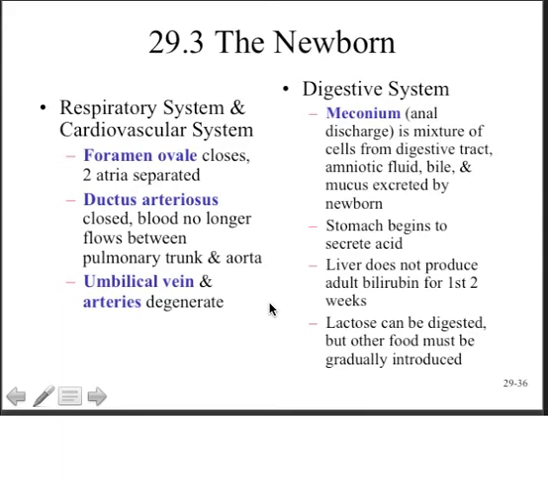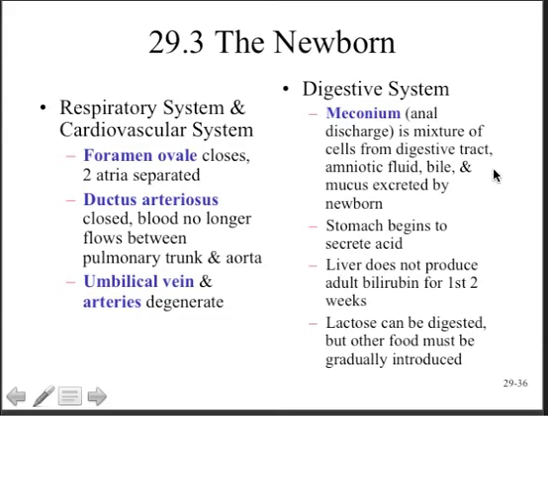What happens at birth is that all of these bypasses will close. The ductus arteriosus will shut, as will the foramen ovale between the right and the left atria. In addition, the umbilical vein and the arteries will degenerate into ligaments, just as the ductus venosus and arteriosus will. The result then is that we don't have any patent fetal circulatory structures in the neonate, and the adult circulatory pattern will predominate.